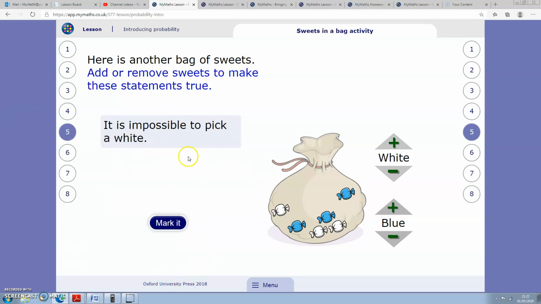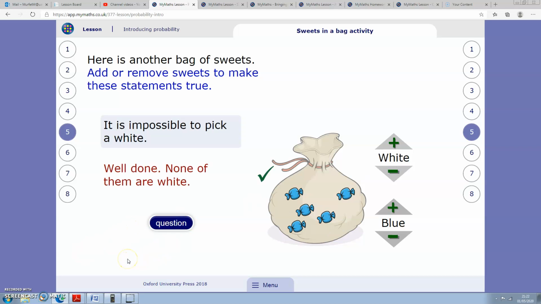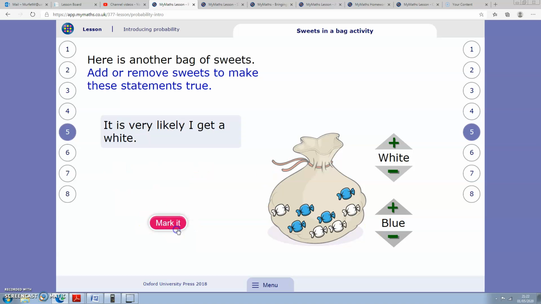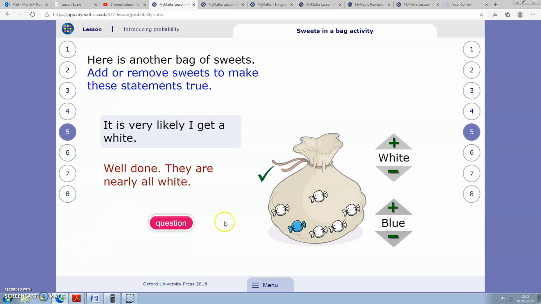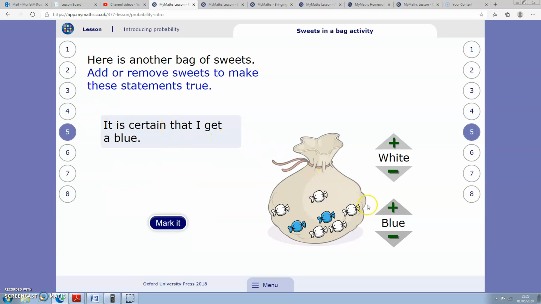It's impossible to pick a white. Okay, so let's go like that. No whites in that, it's impossible. It is very likely I get a white. Very likely. So I'm going to get rid of a couple of blue. Let's get rid of another blue. There we go. Next one. It is certain that I get a blue.